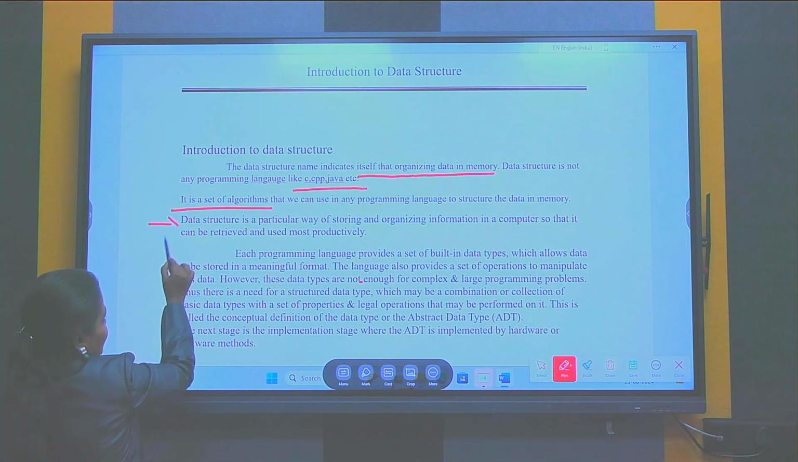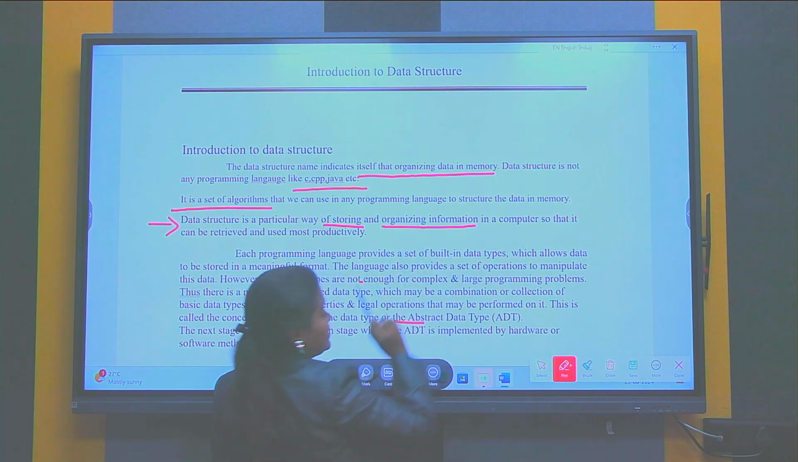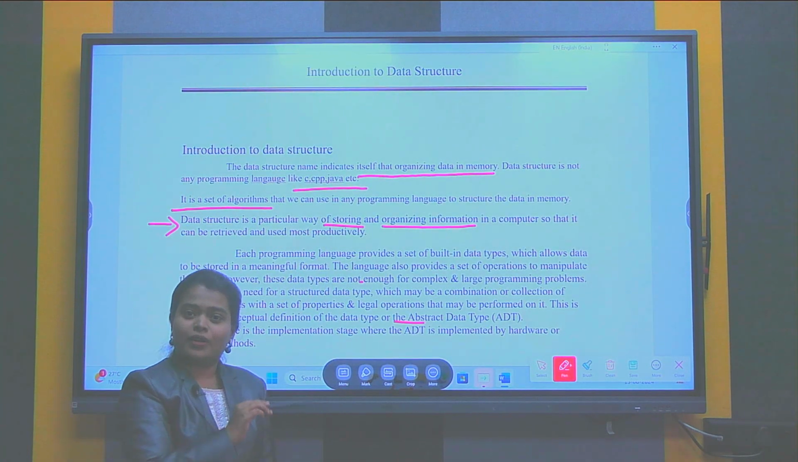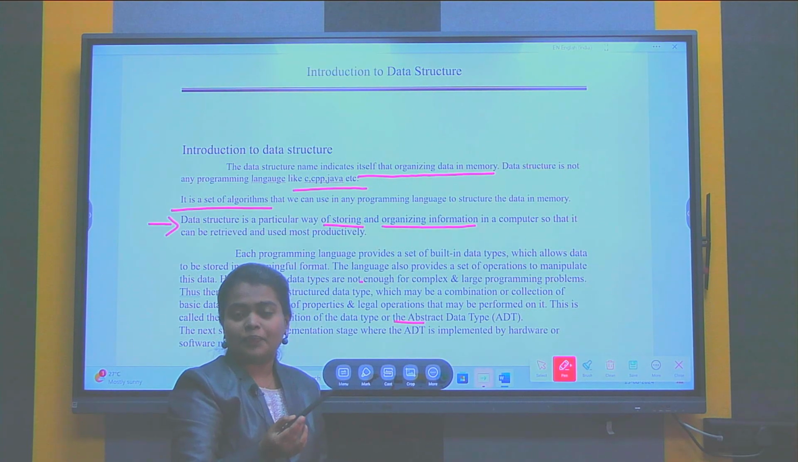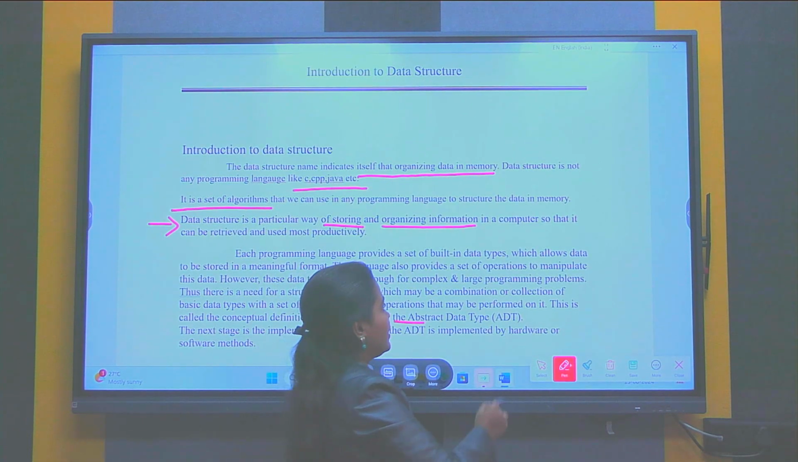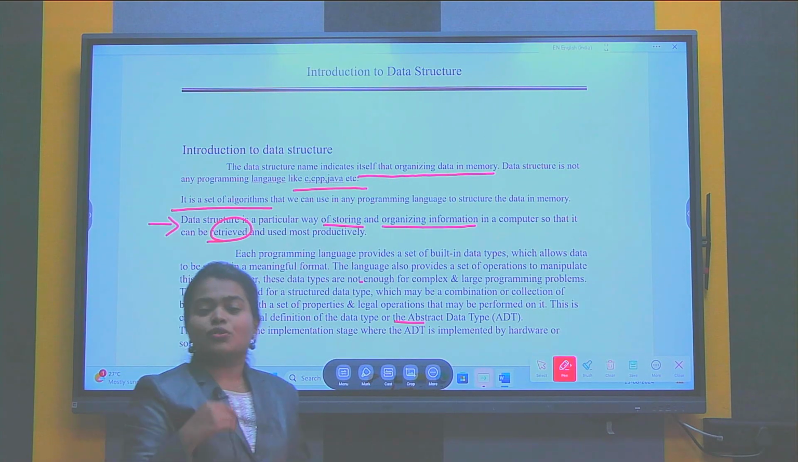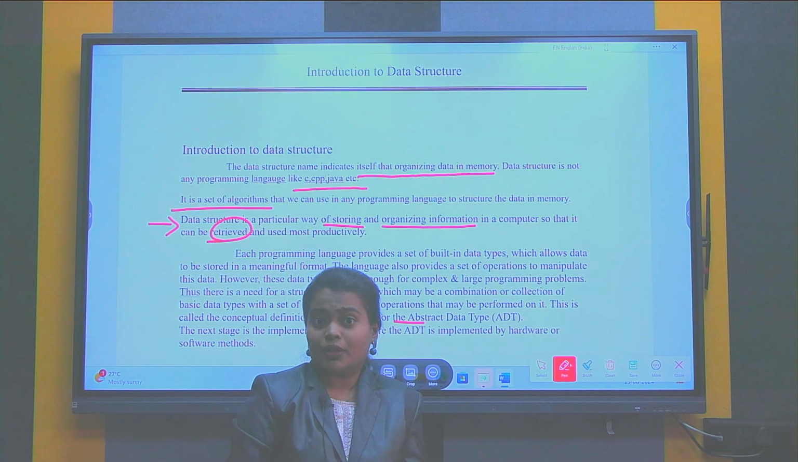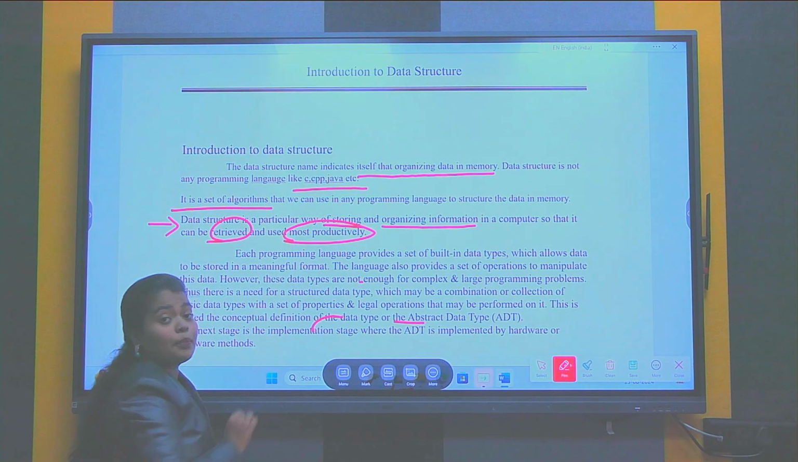Data structure is a particular way of storing and organizing information. Its main purpose is to store our data and information in an organized way, in a particular format in the computer's memory, so that it can be retrieved and used productively. We store the information in a proper way, and after that we retrieve the same information for our use in a productive way.